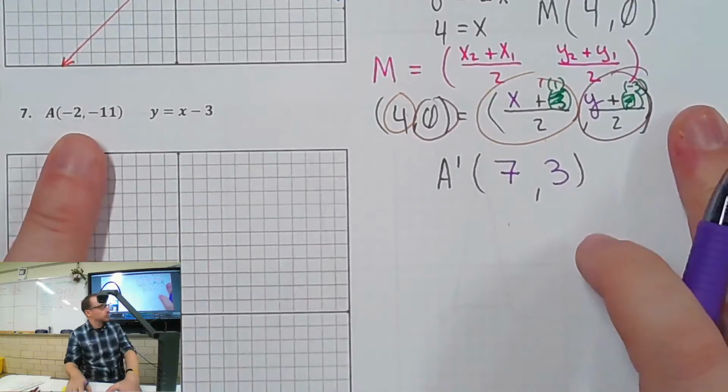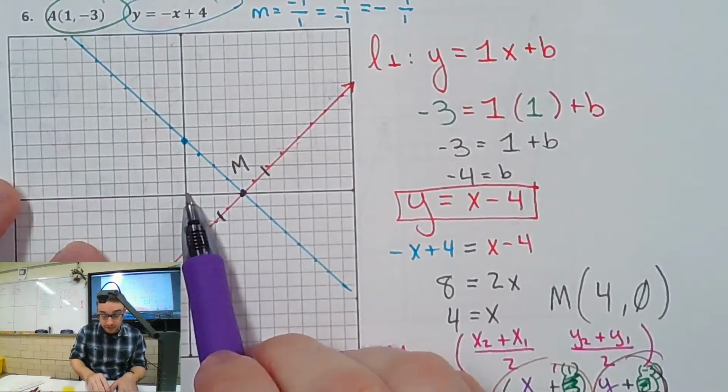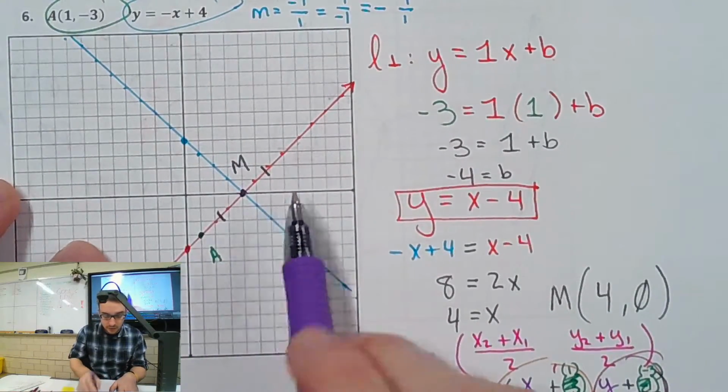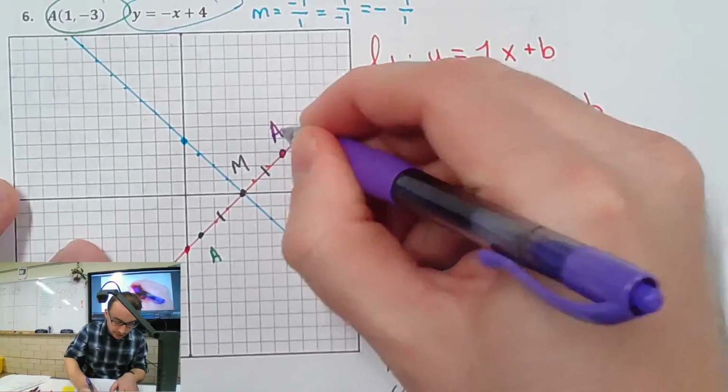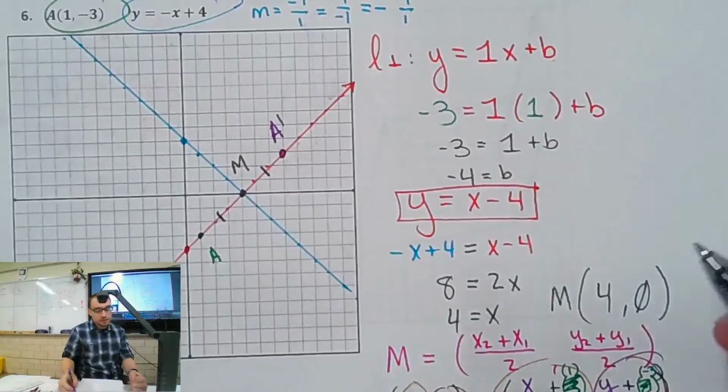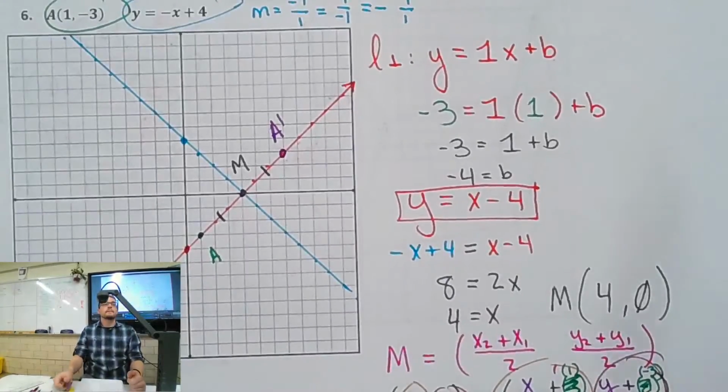So 7, 3 is where A prime is. So we go 7 to the right: 1, 2, 3, 4, 5, 6, 7, and then 3 up. Hey, look. There she is. That's the reflection. Same distance on both sides, perpendicular to the mirror.